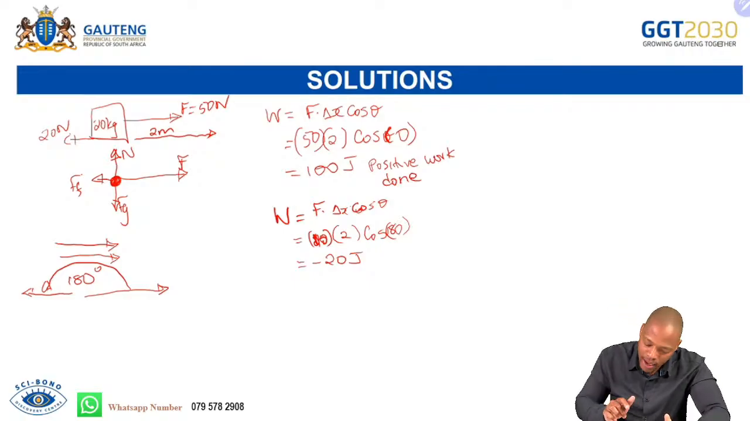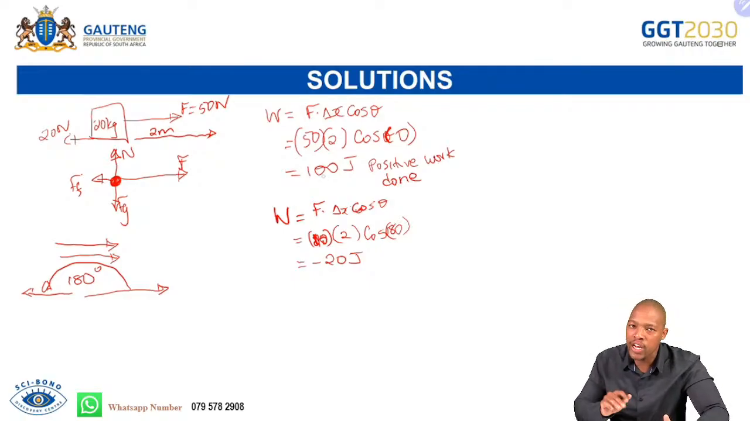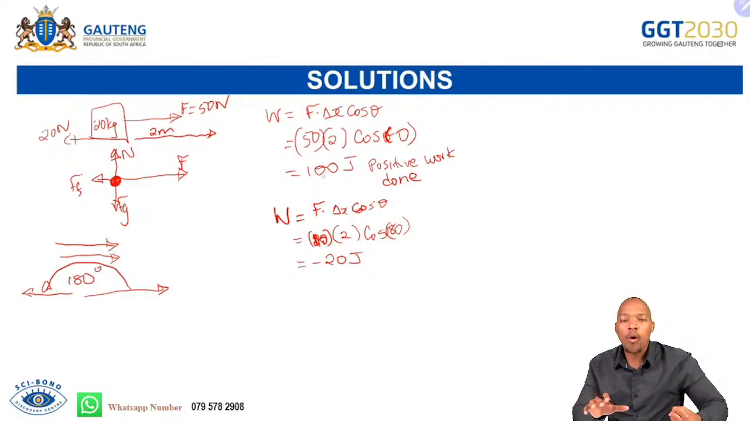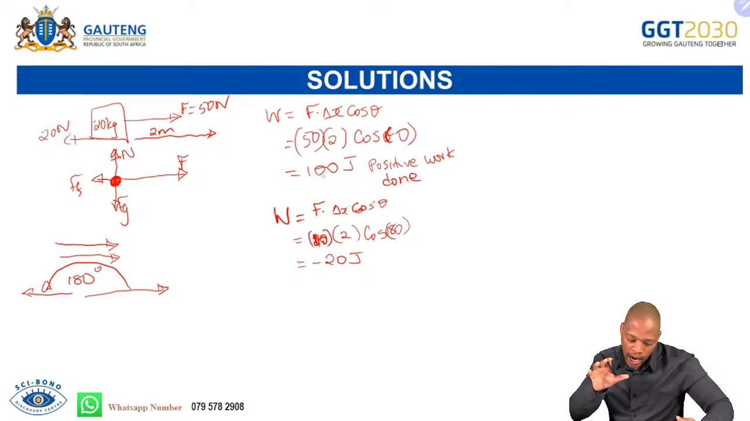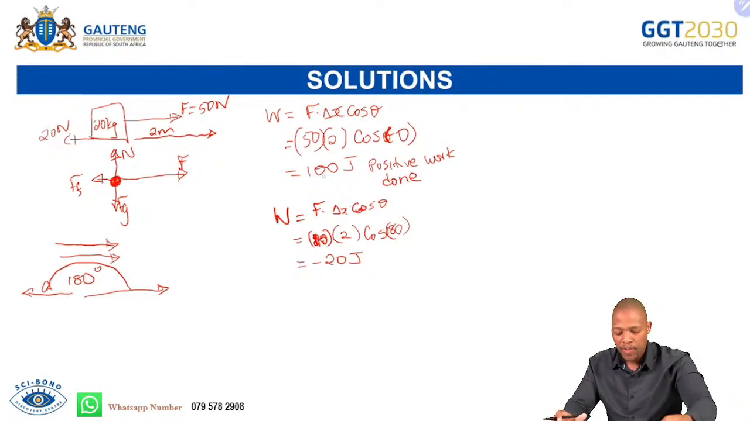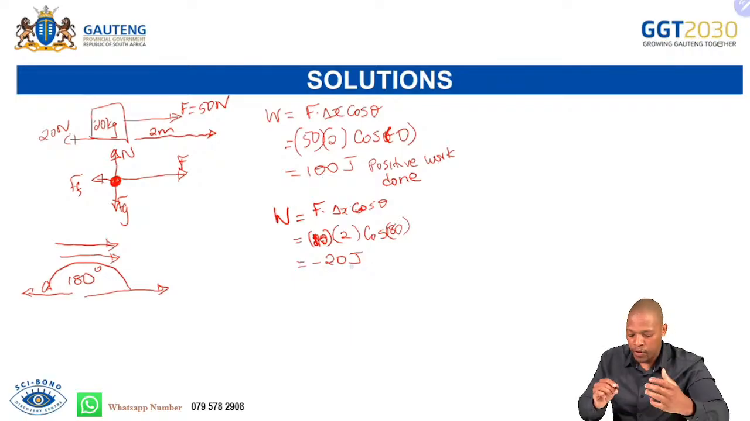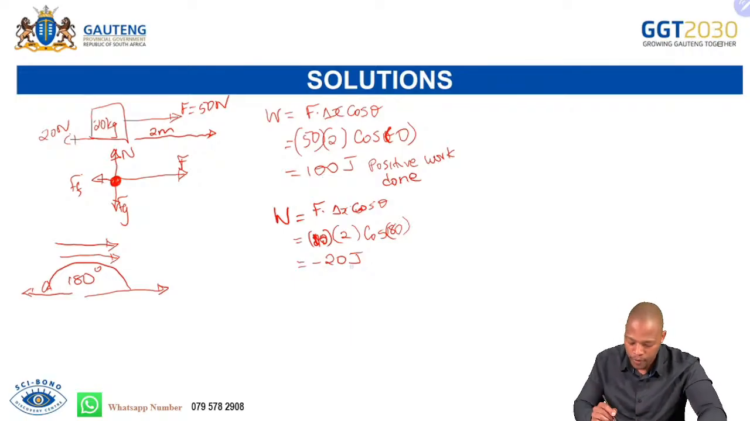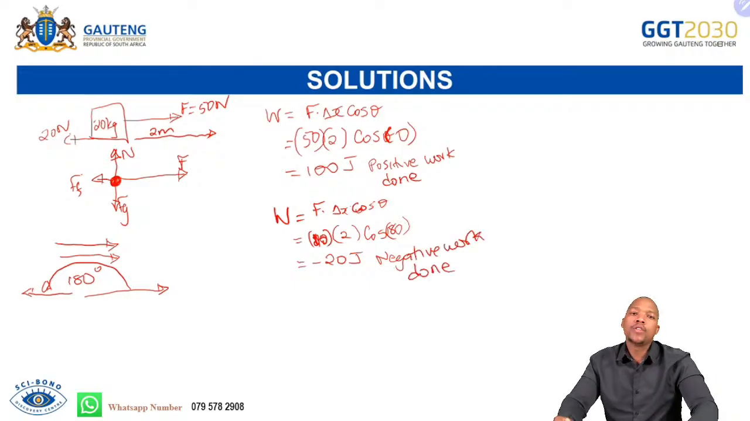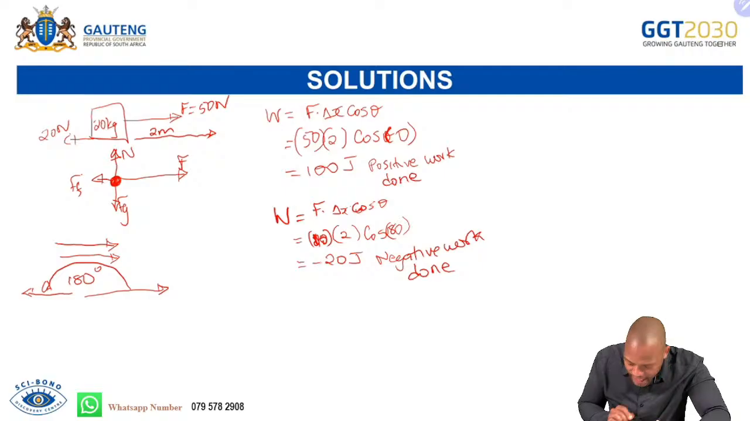So whoever or whatever was transferring these 100 joules of energy into the block, friction was taking 20 joules away from the block. So the 100 was transferred by whoever was applying 50 newtons of force, while the friction was there taking 20 joules away. So this is energy taken away from the system. We call it negative work done. So the negative work done is the energy that is transferred away from the system. This is what the negative here indicates.